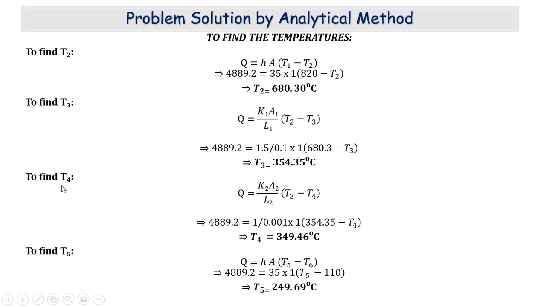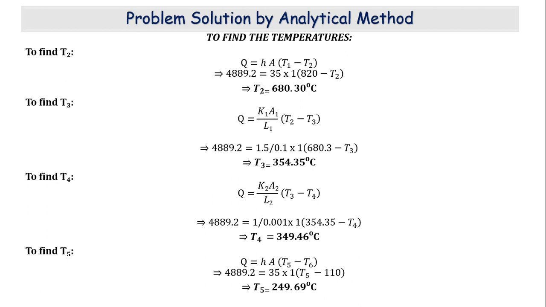Similarly, to determine the value of T4, again the heat is conducted through the contact surface, that is the surface between the silica wall and the magnesia wall, through conduction. So we shall be using the same formula again, but we shall be substituting the value of K2. Here the K2 value is already got by the contact resistance. On substitution we get the value of T4 as 349.46 degrees Celsius.